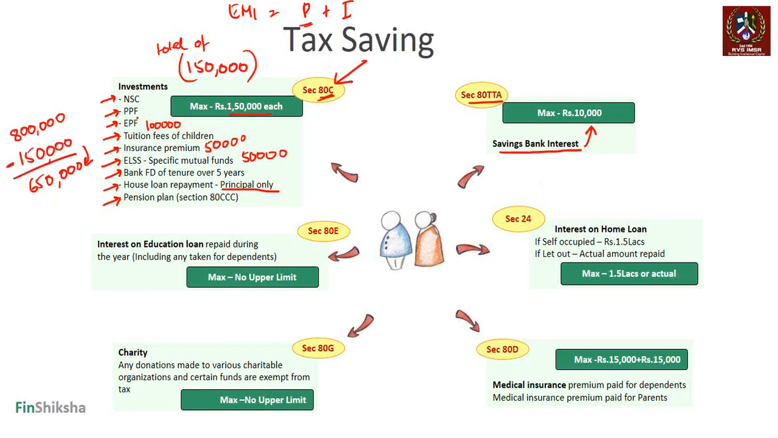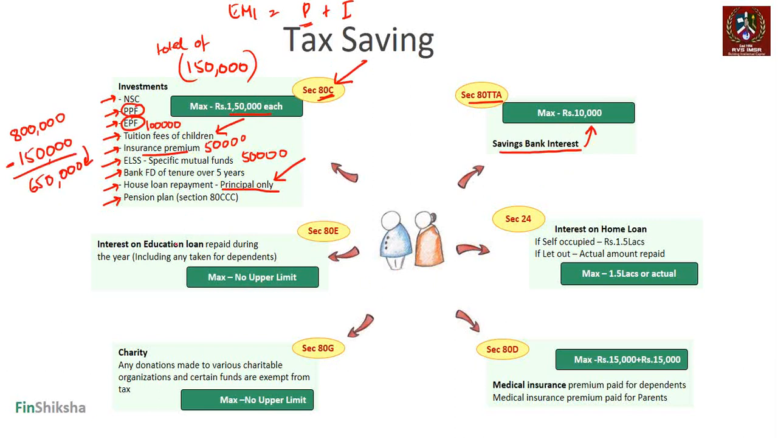Everyone who gets a salary will have EPF. Everyone will have some insurance premium. Everyone will probably have a public provident fund open. Everyone will at some point of time have tuition fee for children. And at some point of time, people will buy a home and there is going to be a principal component. Added all together, 1.5 lakh can be saved in taxable income purely on this.